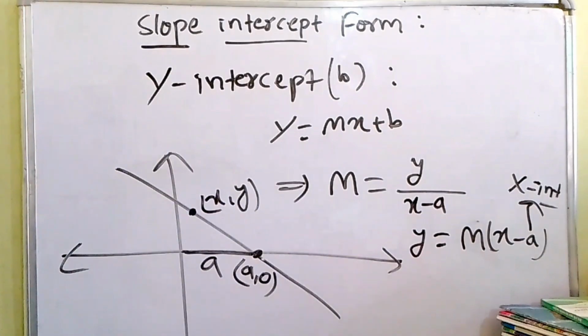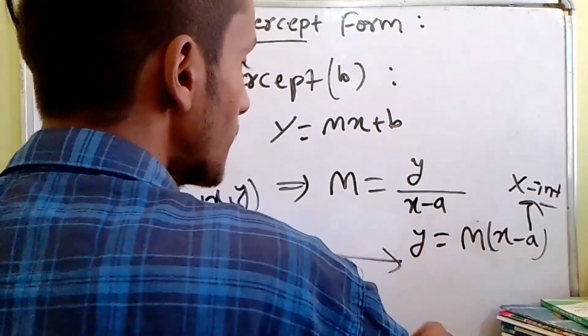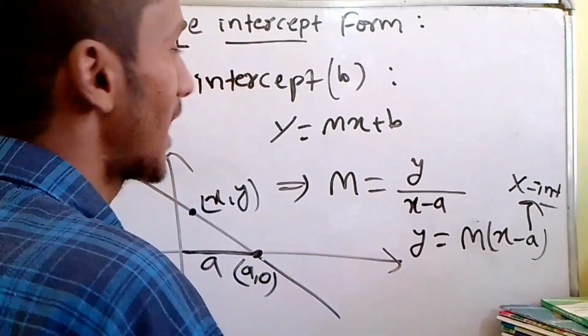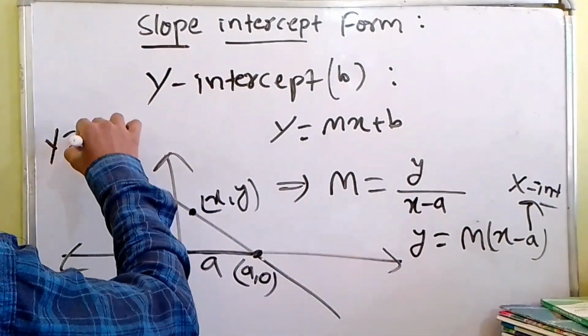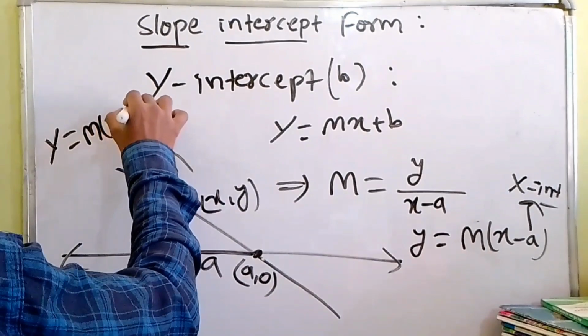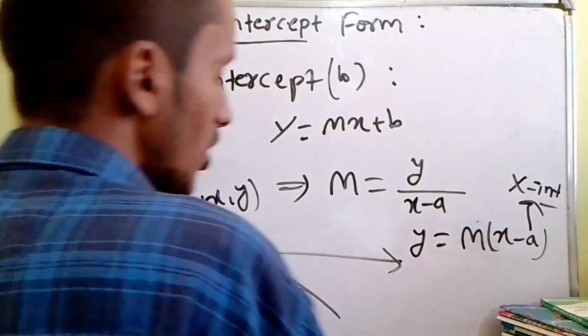If you go with the x-intercept, we're gonna have the slope here, and it will be y is equal to m times x minus a. Okay, so let's note that here. Y is equal to m times x minus a. Okay, all right, we are done now.